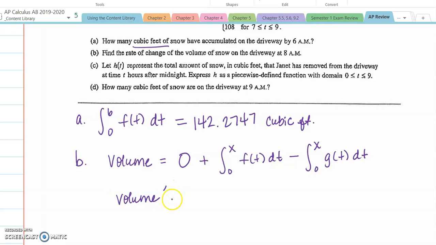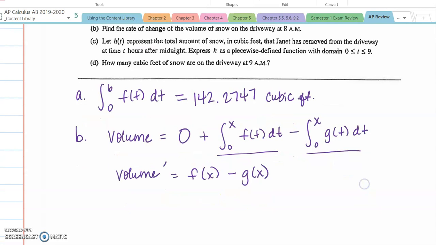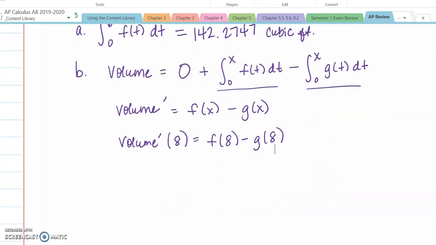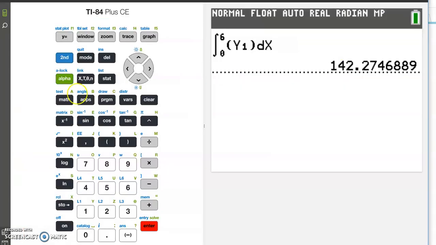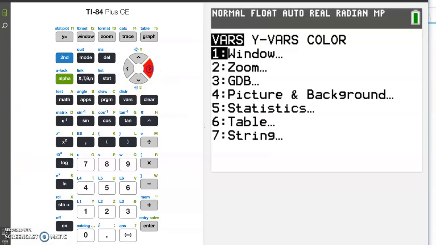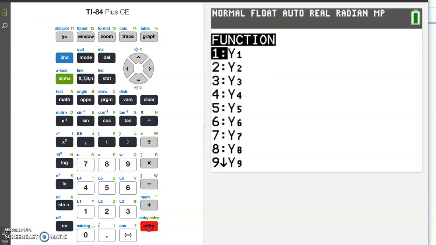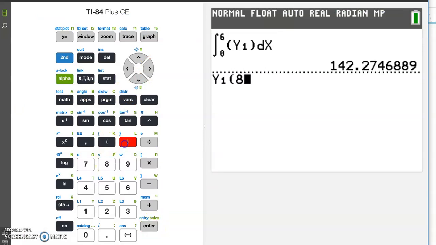So the derivative of 0 is 0. The derivative of the integral is just f of x, and the derivative of this integral is just g of x. So at 8 hours after midnight, which is 8 a.m., we're really just looking at f of 8 minus g of 8. So my calculator can help me with f of 8. So on my home screen, I'll do y1 of 8.